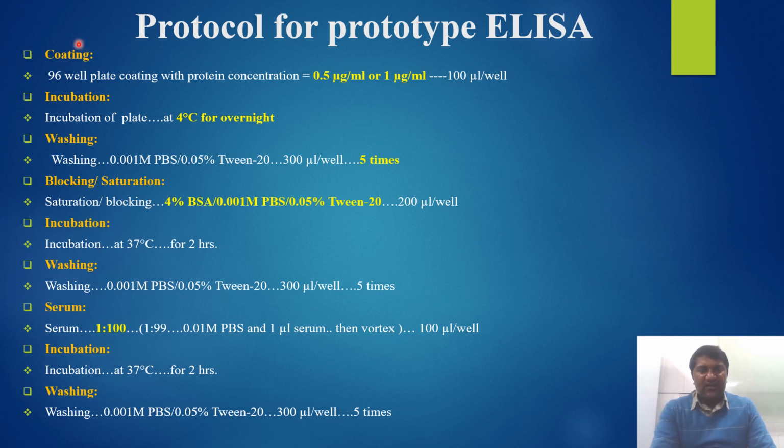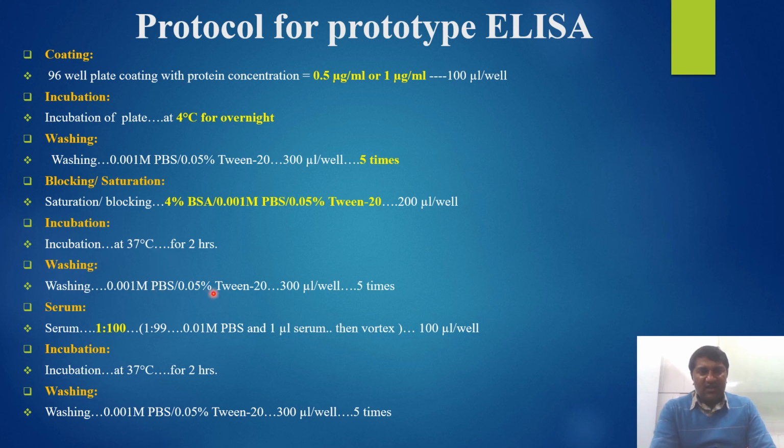Similarly, I have already described in the previous slides that coating should be with a protein concentration of 0.5 microgram per ml or 1 microgram per ml, and you add 100 microliter per well. In case of the incubation, you put the plate at 4 degrees centigrade overnight, and then washing should be done with 0.01 molar PBS and 0.05% Tween 20, and it should be done 5 times. Then blocking should be done with 4% BSA, and then incubation at 37 degrees centigrade.